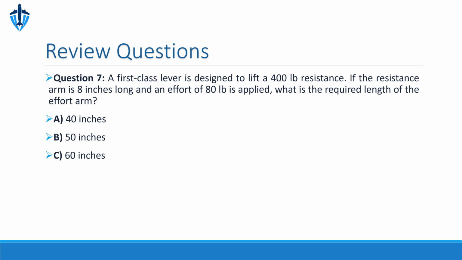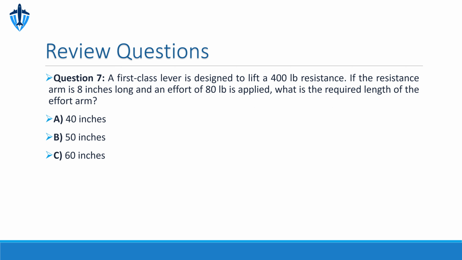Question 7. A first-class lever is designed to lift a 400-pound resistance. If the resistance arm is 8 inches long and an effort of 80 pounds is applied, what is the required length of the effort arm? A. 40 inches, B. 50 inches, C. 60 inches.